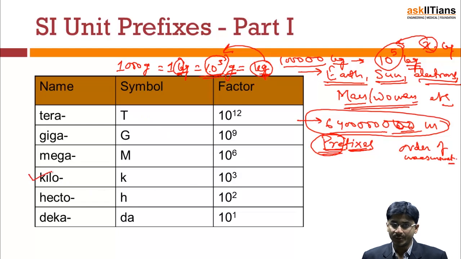You know kilo, you have heard of it; this is 10 to the power 3. If it is kilometer, it becomes 1000 meter. If it's kg, it becomes 1000 gram. Now you have also heard of mega. Mega is 10 to the power 6.